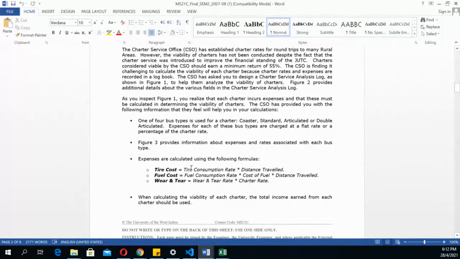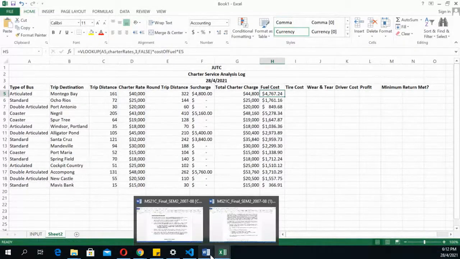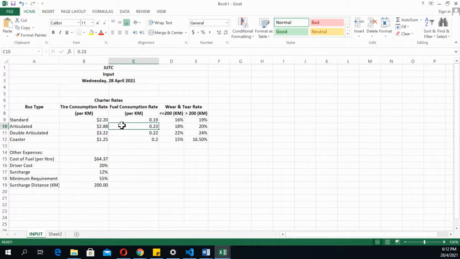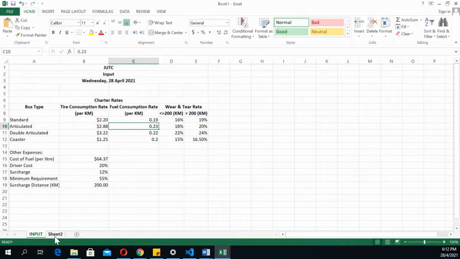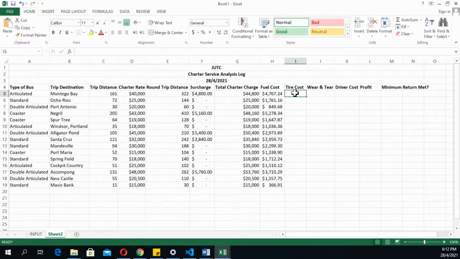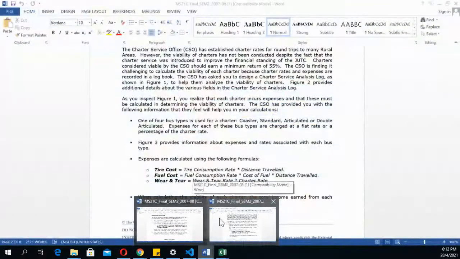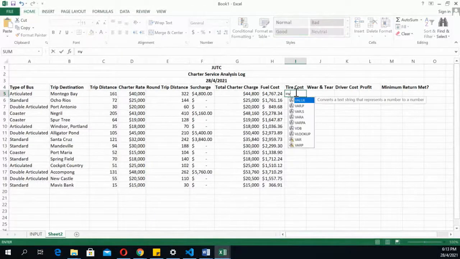looking at the tire cost, which is the tire consumption rate times the distance traveled. And again, for this, the tire consumption rate is just here in the table as well. But this time we need the second column. So the same VLOOKUP, but we just return the second column this time. So the formula again, consumption rate. So let's get the rate first.